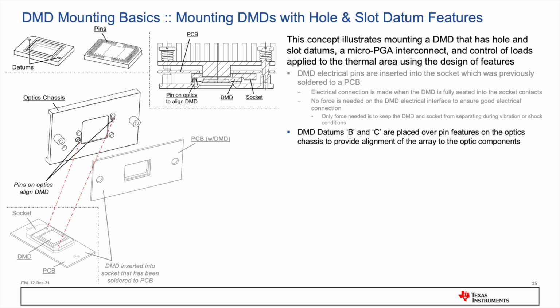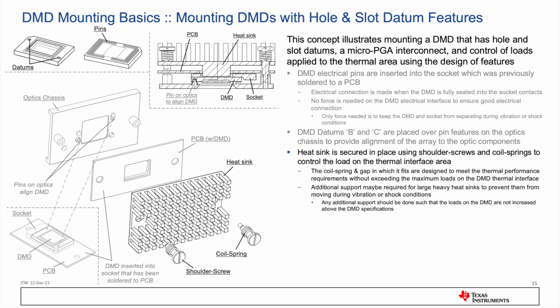The DMD datums B and C are placed over round pin features on the optics chassis to provide alignment of the array to the optical pins. The heatsink is secured in place using shoulder screws and coil springs to control the load on the thermal interface area. The coil spring and gap in which it fits are designed to meet the thermal performance requirements without exceeding the maximum loads on the DMD thermal interface. Additional support may be required for large heat sinks to prevent them from moving during vibration or shock conditions. Any additional support should be done such that the loads on the DMD are not increased above the DMD specifications.